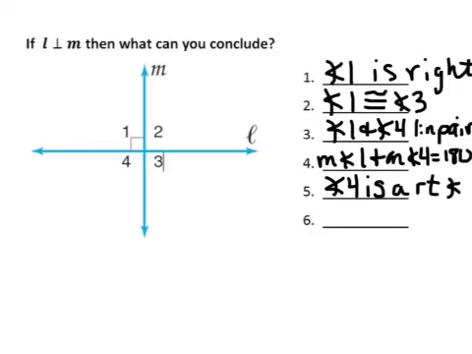And then in conclusion, we can say that since angle 1 and angle 3 are vertical, and angle 1 and angle 4 are supplementary and form a linear pair, angle 4 is also a right angle. Angle 4 and angle 2 are vertical, therefore they are congruent. We can now state a very important observation, which leads us to our next theorem.